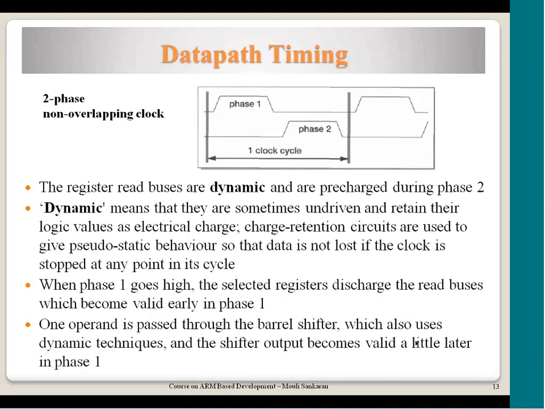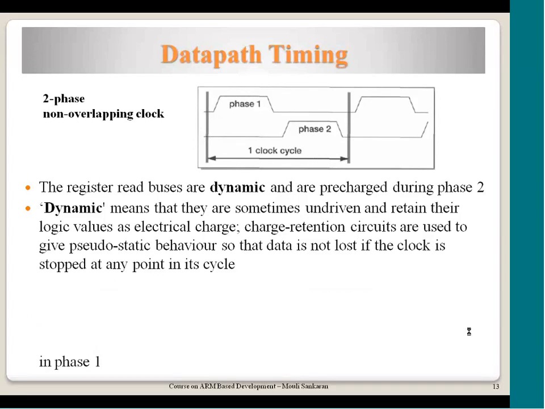Whichever transparent latches are involved, they get enabled. So this is the way the two-phase non-overlapping clock functions in the ARM processor for transferring data between registers and the ALU or barrel shifter within the ARM processor.